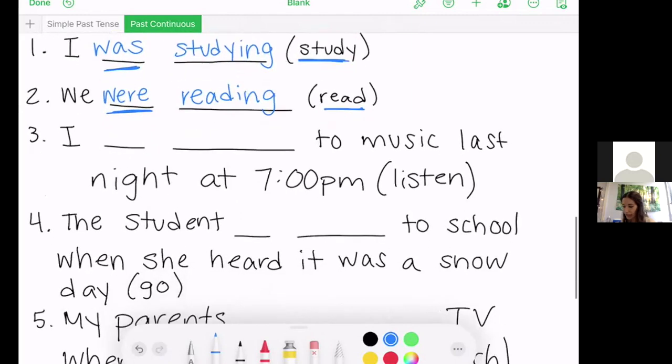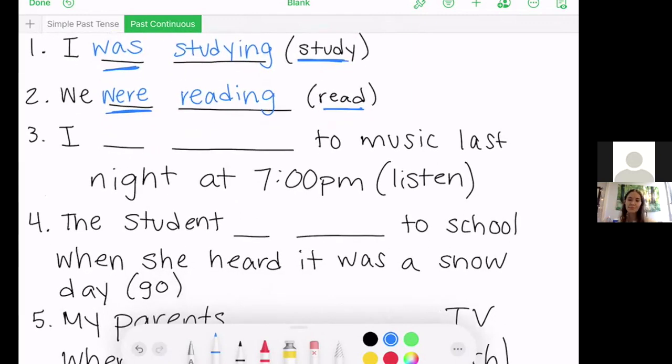Okay, this one is a little more complicated. Look at our subject, ask yourself singular or plural, and here's our main verb. I'll give you a second to fill that in. Here we go. I was listening to music last night at 7 o'clock p.m.